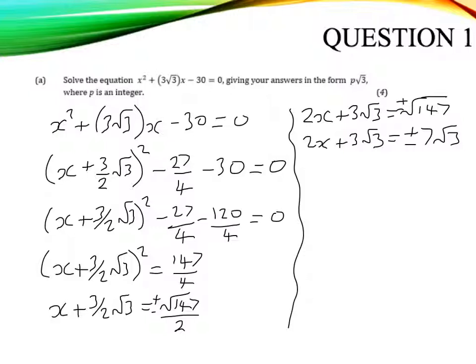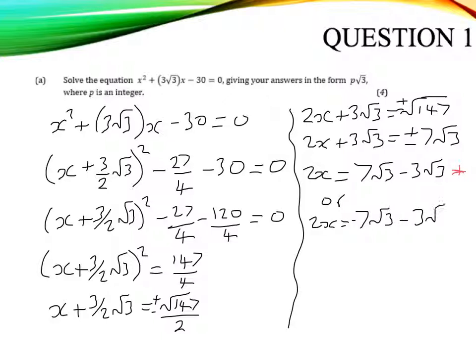Let's take 3 root 3 from both sides. So 2x equals, let's do 7 root 3 minus 3 root 3 for one solution. And I'll just do a little red star next to that one. That's one of my solutions. I'll put or 2x equals minus 7 root 3 minus 3 root 3. And I'll put a little purple star next to these.